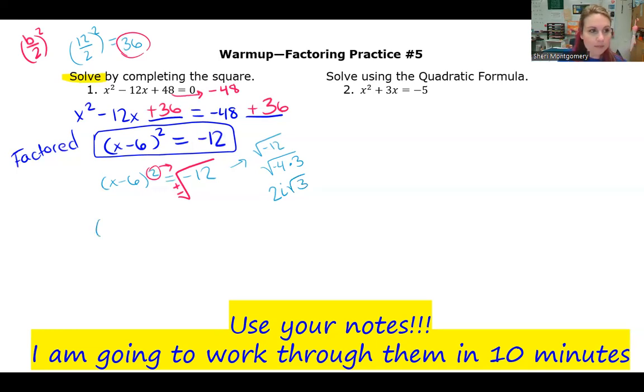So I have x minus 6. And I don't need parentheses anymore because I just got rid of the square, is equal to plus and minus 2i square root 3. So you move the plus and minus, just scoot it over a little bit so you can put the 2i part.